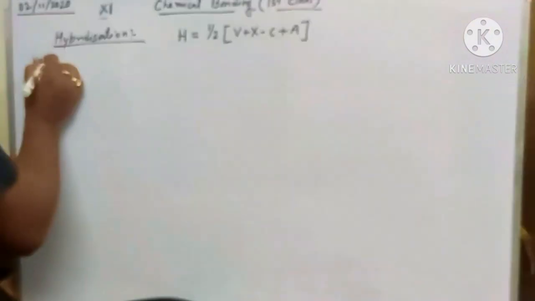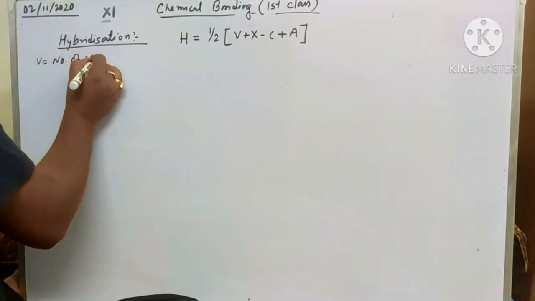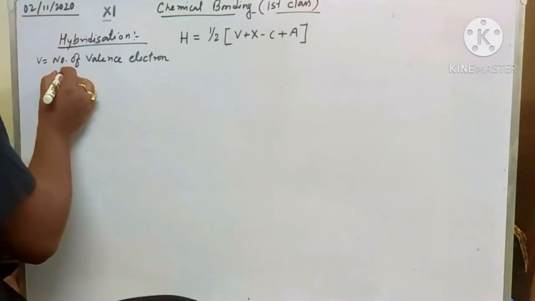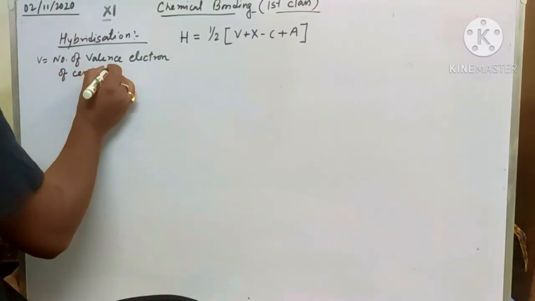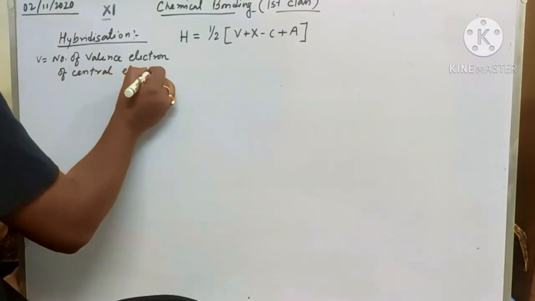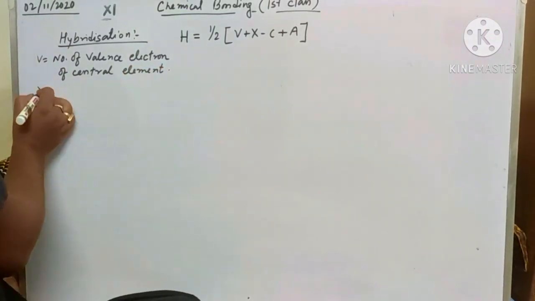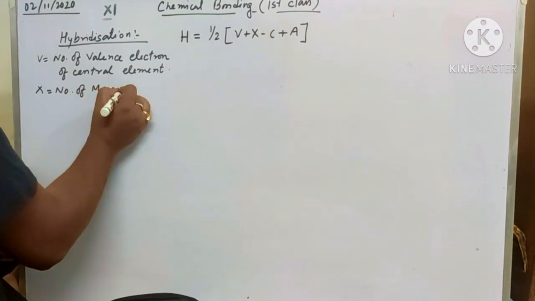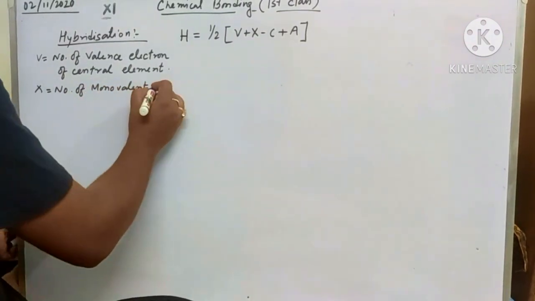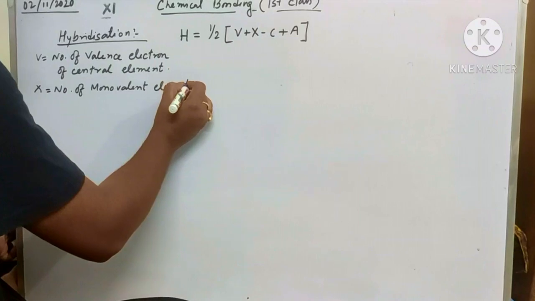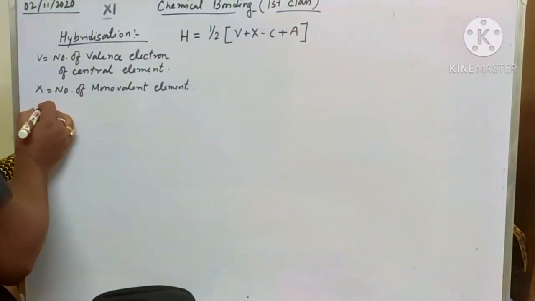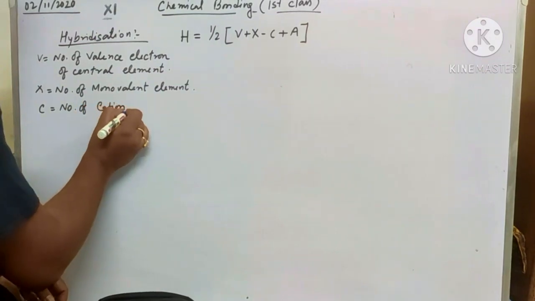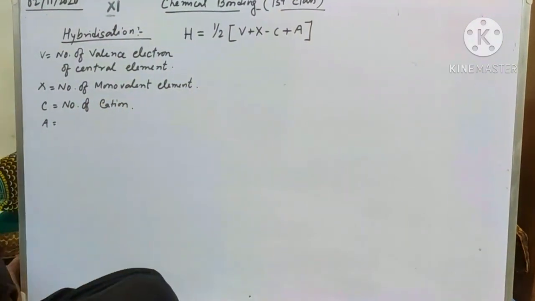V is the number of valence electrons of the central element. X means the number of monovalent elements. Monovalent means the element having valency 1. C is the number of cations, and A means the number of anions.